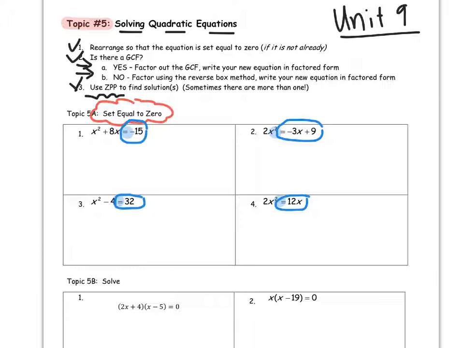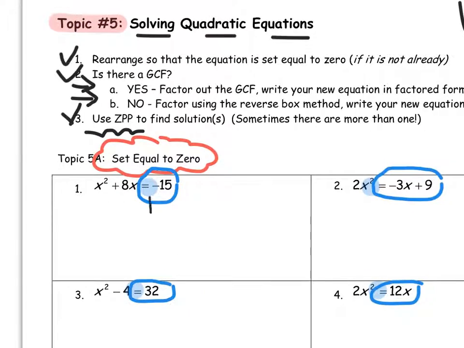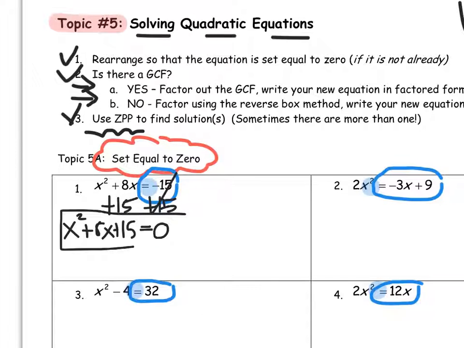So to make them equal to 0, we just have to rearrange, which means I just have to move this negative 15. And to do that, I'm going to add 15 to both sides of my equation. Okay. And when I add 15 on the right side, I get 0, and I'll bring down my equal sign. And now on the left side, I have 3 terms, x squared, 8x, and 15. None of those are like terms, so I write them all separate. x squared plus 8x plus 15. And that's my equation set equal to 0.